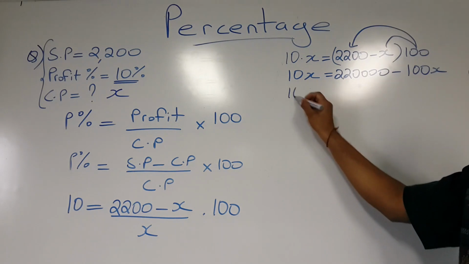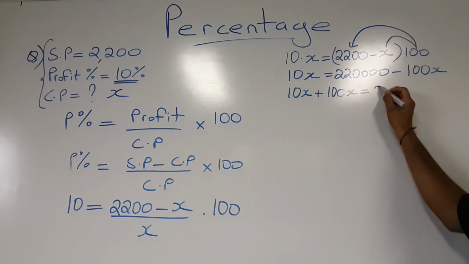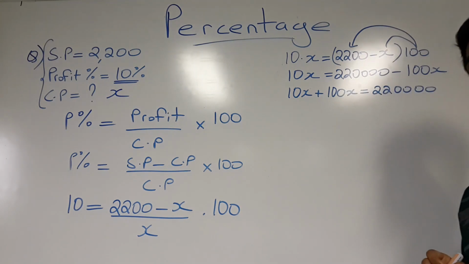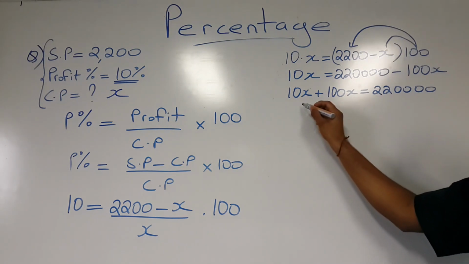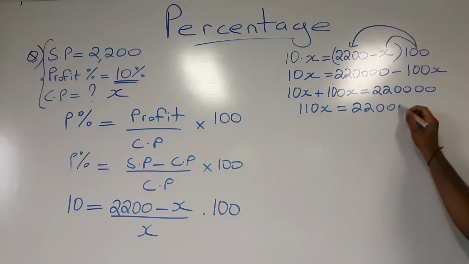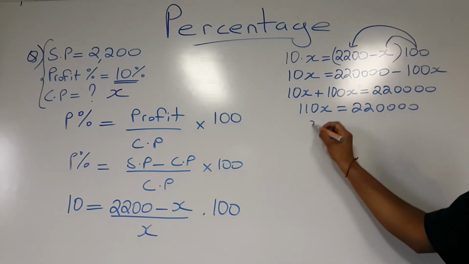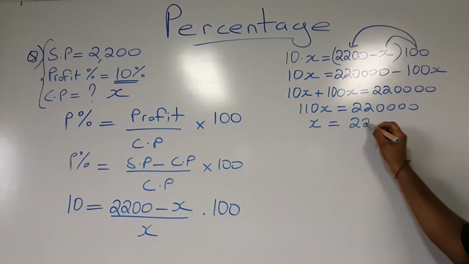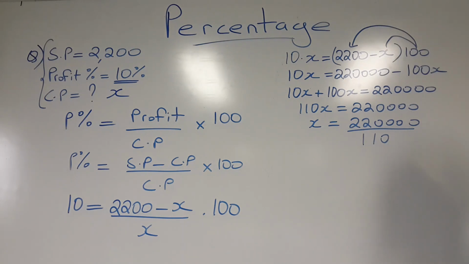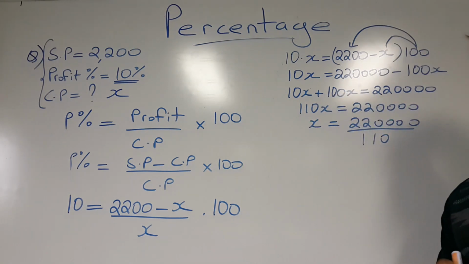So on the left hand side now we have 10X plus 100X is equal to 220,000. 10X plus 100X will give us 110X is equal to 220,000. And now we solve for the value of X. So we have X is equal to 220,000 over 110. Because these two are in multiplication terms, when we transpose it will change to division terms.